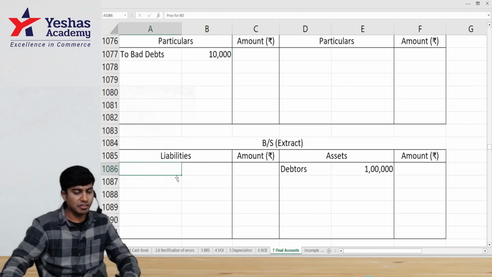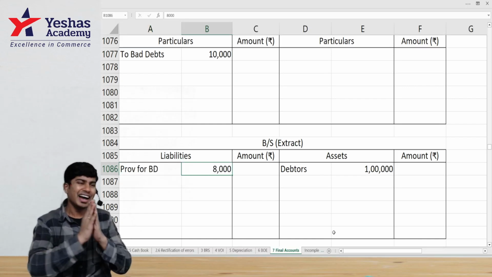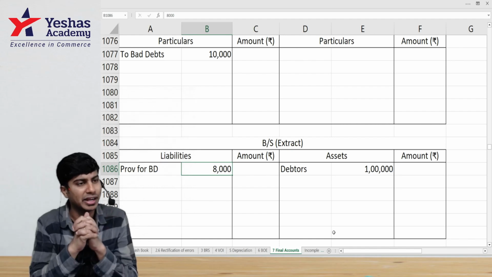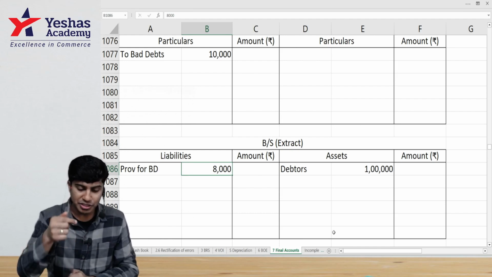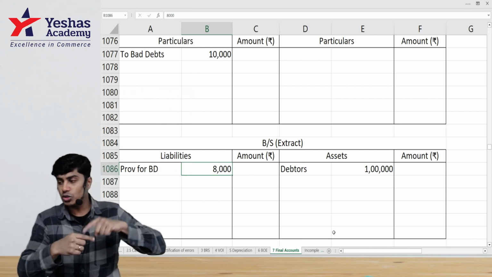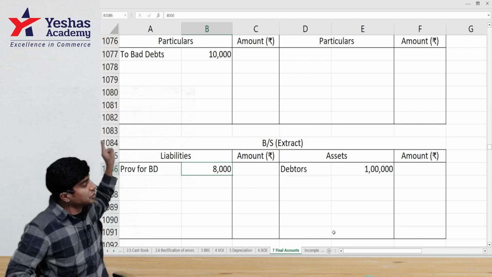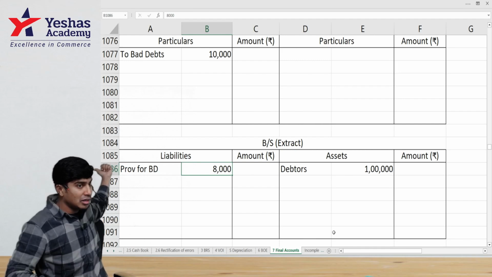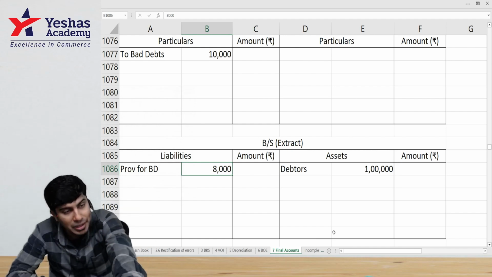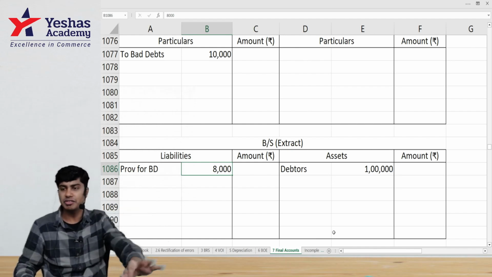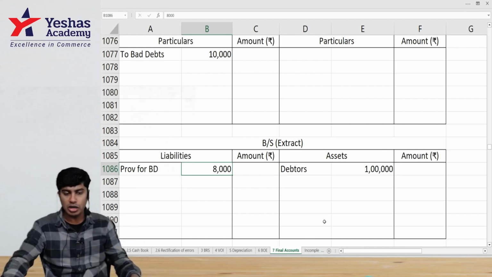Then provision for bad debts, as per the trial balance, is 8,000. I don't have to write this 8,000 in my P&L. I'll only write this as a liability because this is not 8,000 provision created current year. This is 8,000 provision created last year. Last year when they created 8,000 provision, they've already charged it to P&L. And after creation of provision, it will become a liability. This is liability brought down from last year to current year, which I'm writing. I hope everybody understood.